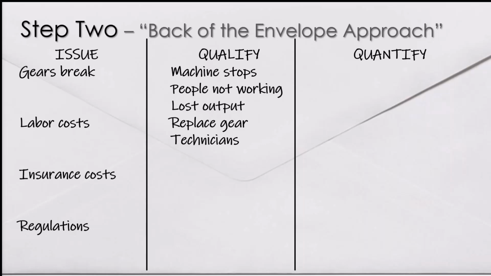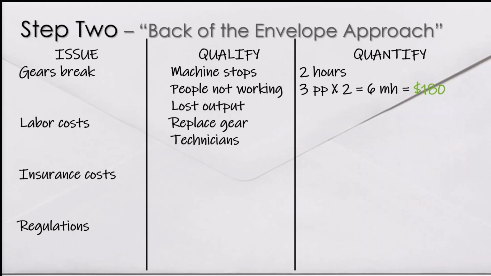You said the machine stops. How long is a typical stoppage when you have a gear break? The customer says 2 hours. We have a number now. We can quantify. How many operators do you have on the machine? Well, 3. That's 3 people times 2 hours. That's 6 man-hours. And let's say their weighted cost per hour is $30. And so now we have $180 in cost.